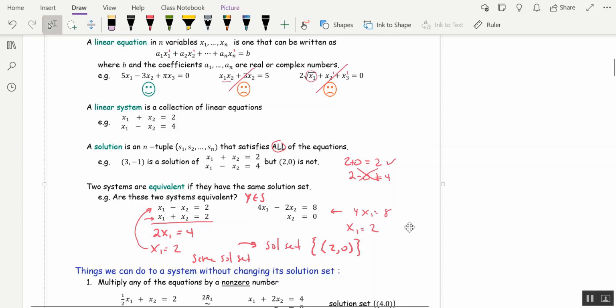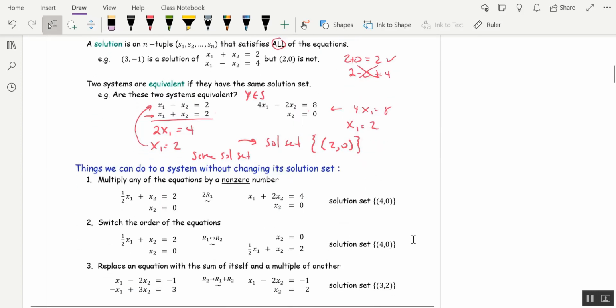All right, so linear algebra is all about going from one system to another without changing the solution set. So if I had to solve one of these two systems, the one I would pick is the second one because it looks easier, right? So we want to be able to do things to systems to make them look easier. Here are the 3 things we can do.